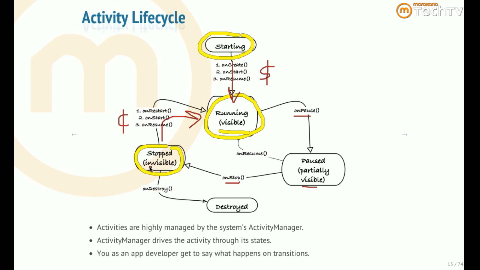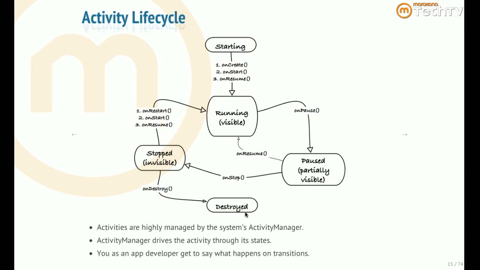At some point, the system is going to have some heuristics and it's going to say, all right, time to destroy this stopped activity. It's no longer needed. It's just sitting there taking a lot of resources, and the user is unlikely to come back to it. So the system basically destroys it. So that's a little bit about the activity lifecycle.